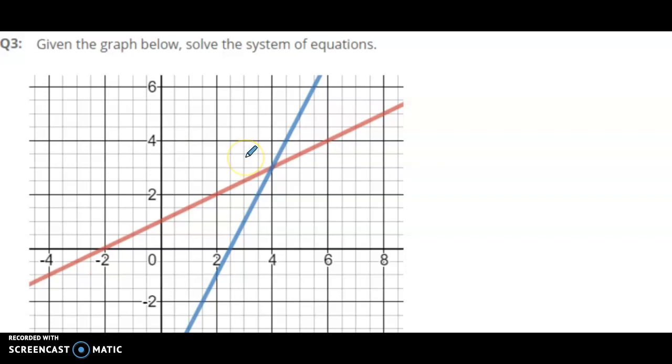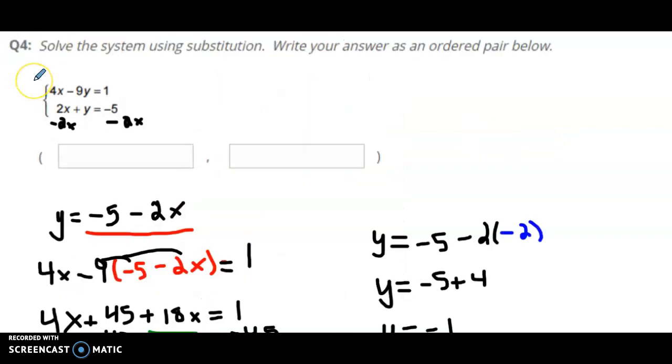3, given the graph, solve the system of equations. A graph shows where the systems cross each other, and that's the solution. So your solution's right here. You get 4, and then between 2 and 4 is 3. So our solution is 4, 3. And we're done.